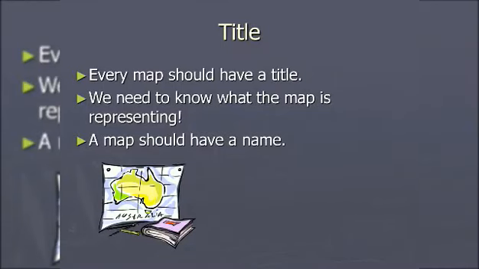Our first element is title. The title of a map is one of its vital features. It is the keyword that grabs the reader's attention. The title gives information about the map theme. The title should provide an answer to their what, where, when.